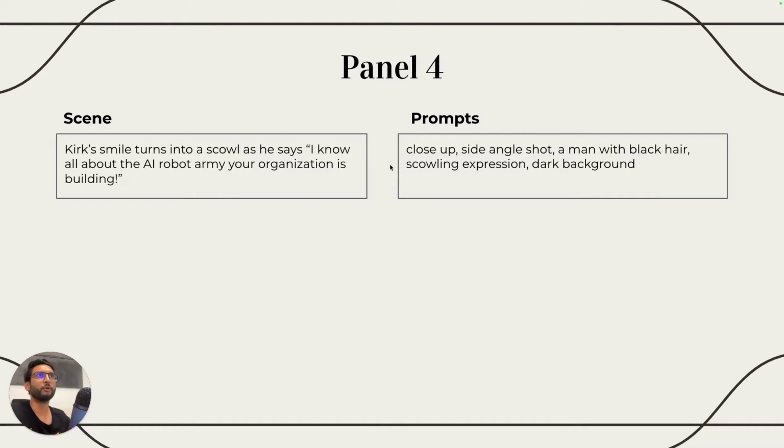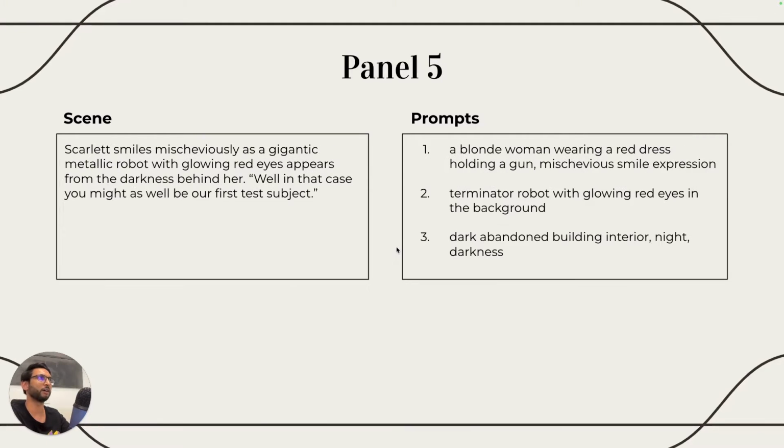All right, panel 4 is fairly simple. I think we can get away with just one prompt, one generation. So this is a close-up of Kirk's face, close-up side angle shot, man with black hair, scowling expression, and a dark background. And then we go to panel 5, which again is slightly more complex.